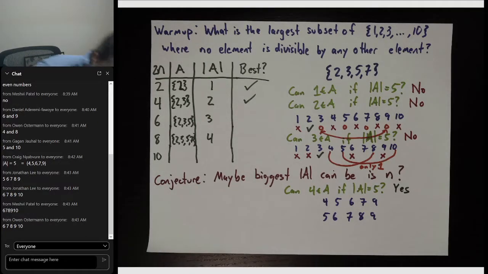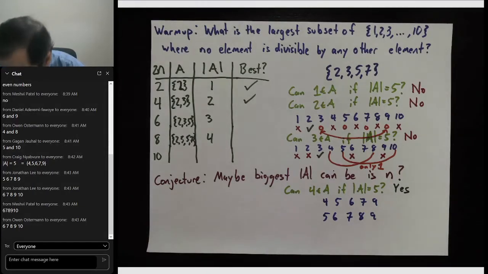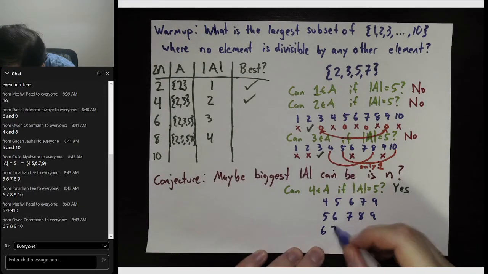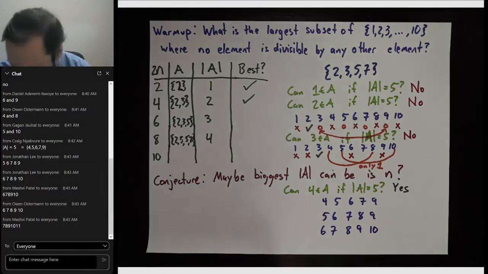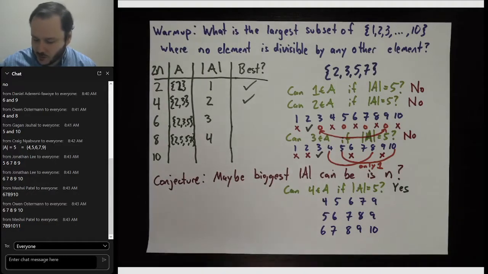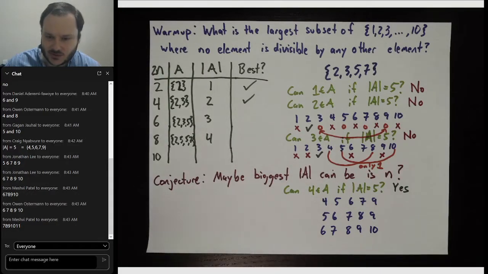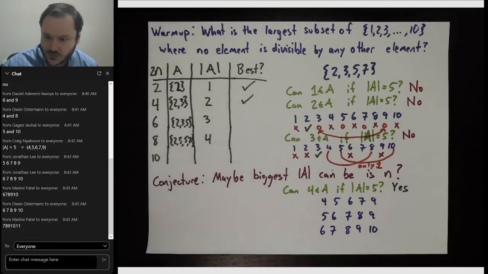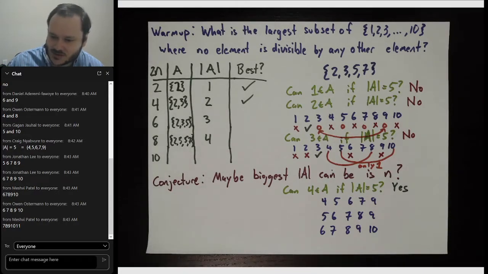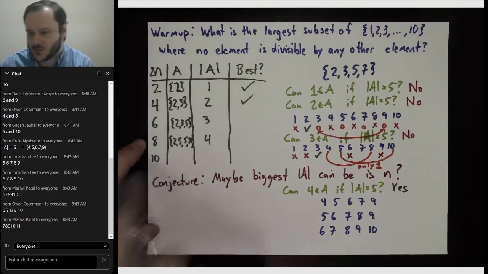6, 7, 8, 9, 10. 6, 7, 8, 9, 10 also works. Okay. So, looking a little bit better for our conjecture now. Right? 4 is not the best we can do. We can do 5. 7, 8, 9, 10, 11 doesn't work because we stop at 10. Otherwise, 7, 8, 9, 10, 11 would be great. But our biggest number is 10, so we do have to stop there.